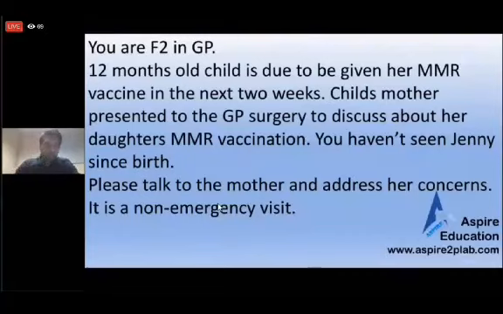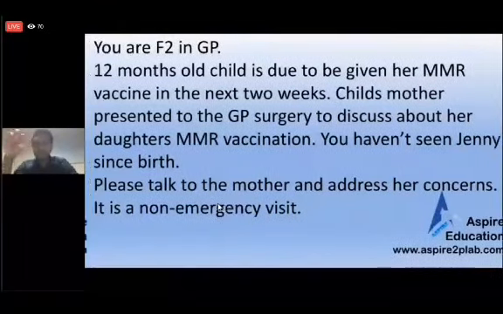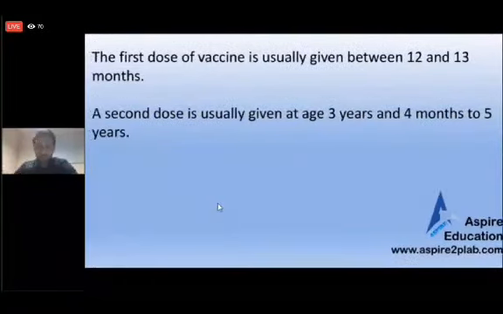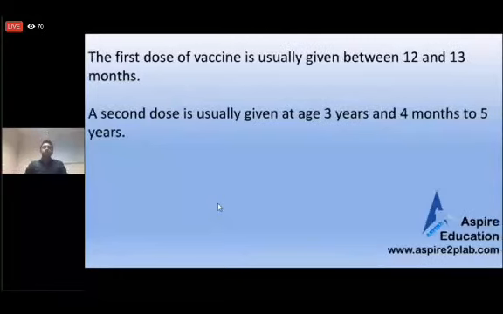So let's go. It's given in 2 doses usually. One is at the age of first birthday, so that means 12 or 13 months old, and the second is usually at school going age, which is 3 years and 4 months to 5 years. So 2 doses, and it is given in 1 single injection in the NHS, so it's not given separately. What does it cover first? Measles, mumps and rubella.